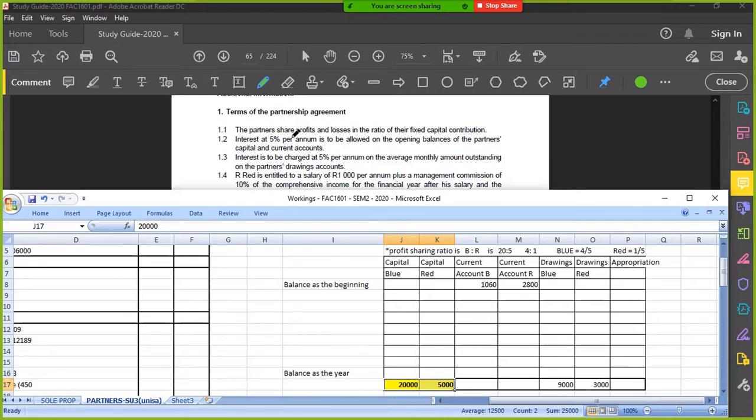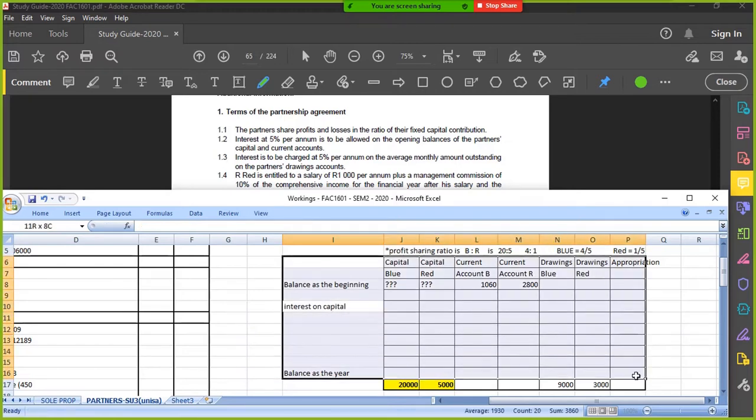1.2. Interest at 5% per annum is to be allowed on the opening balances of the partners' capital and current accounts. Okay, we need to put a question mark here because we don't know if these end balances changed during the year or not. Okay, it's uncertain. We don't know. But we know there's going to be interest on capital, so we need to put that in. Interest on capital. Remember we said in our notes, interest on capital is a partner-specific transaction. So it will go to the statement of changes in equity.